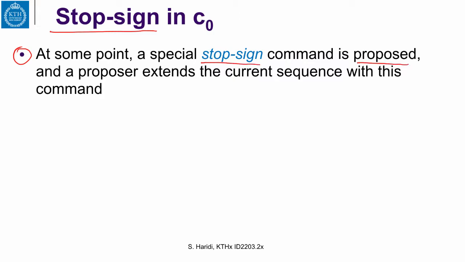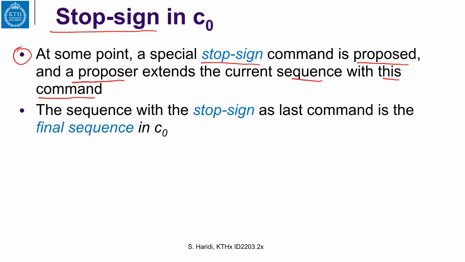Fine. And the proposer, which should be, for example, the leader, extends the current sequence with this command. Okay, that is fine. So the sequence that is chosen after this operation is done, the sequence with the StopSign command as the last command, is called the final sequence in this configuration. So this is how we end the configuration.